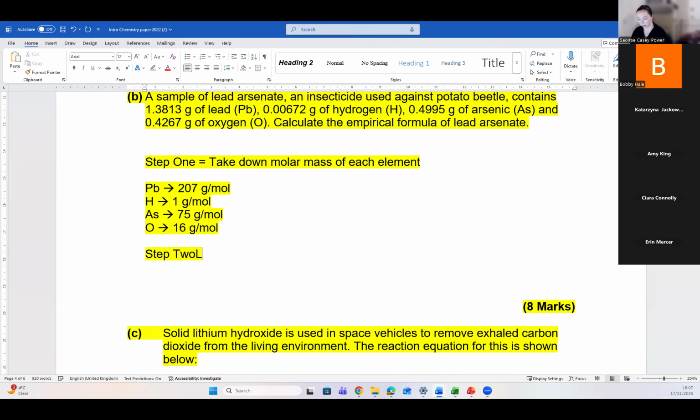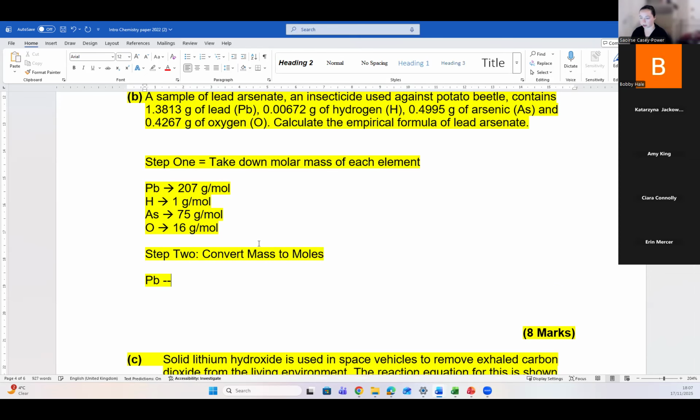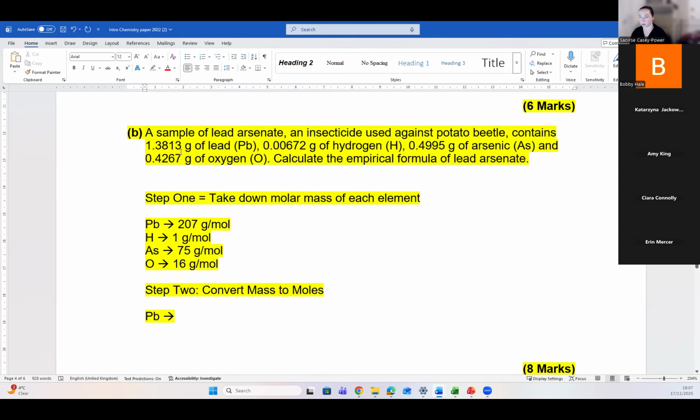Step 2 then is converting the mass to moles. We're going to start out with your lead, and we're told that we have 1.3813 grams of lead. Before I do that, just remember your triangle. If you have a mass value and you want to convert it into moles, the moles is the mass divided by the molar mass.